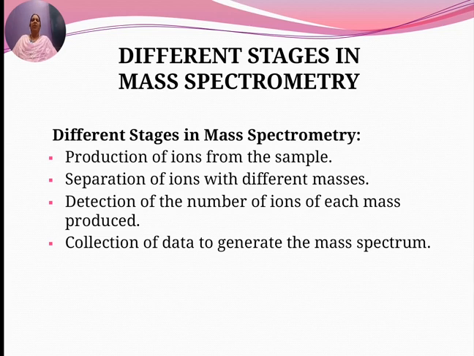Collection of data to generate the mass spectrum. So, the different stages in mass spectrometry are production of ions from the sample, separation of ions with different masses, detection of the number of ions of each mass produced, and collection of data to generate the mass spectrum.